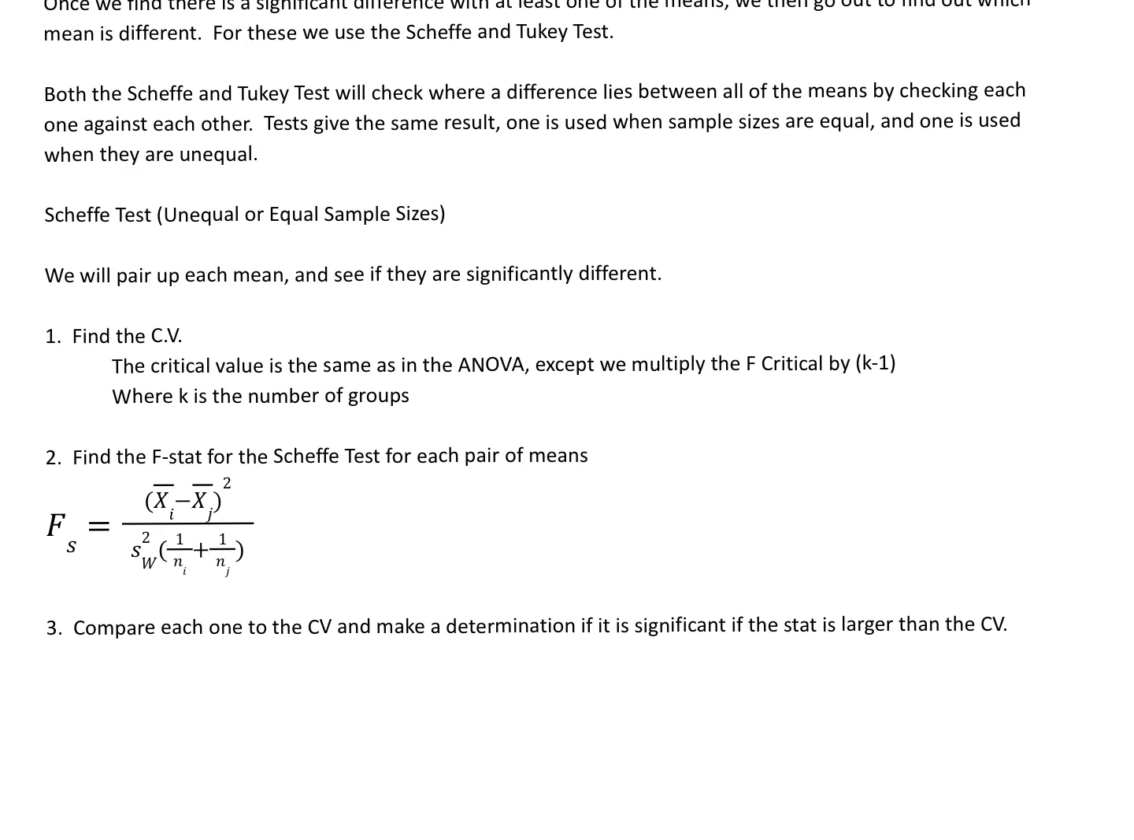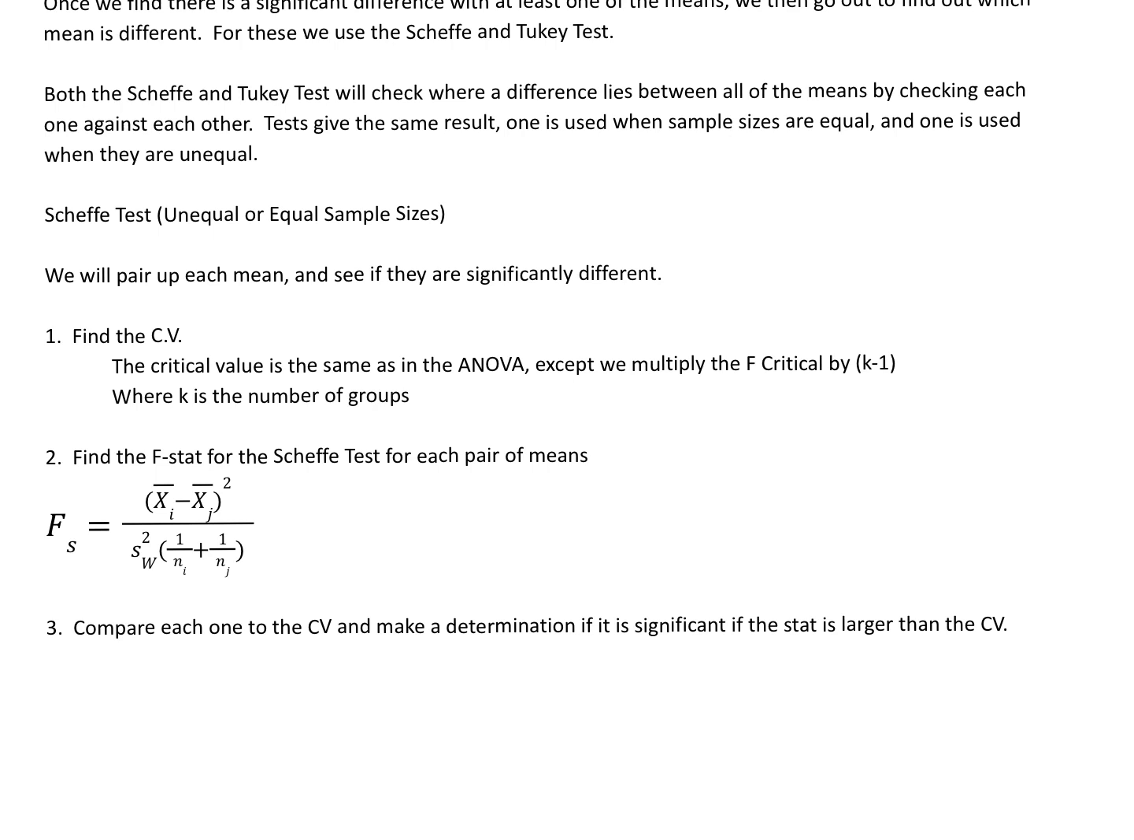What you'll do is pair up each mean and see if they're significantly different. Obviously, you don't do this if you failed to reject your null hypothesis when performing an ANOVA test. The first thing you have to do is find your critical value. For the critical value, you use the one from your ANOVA, except you multiply it by k minus 1, where k is your number of groups.